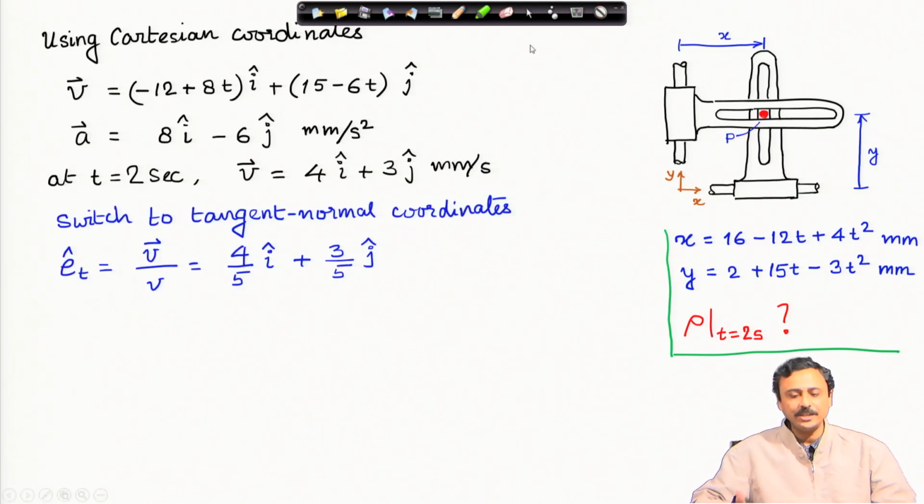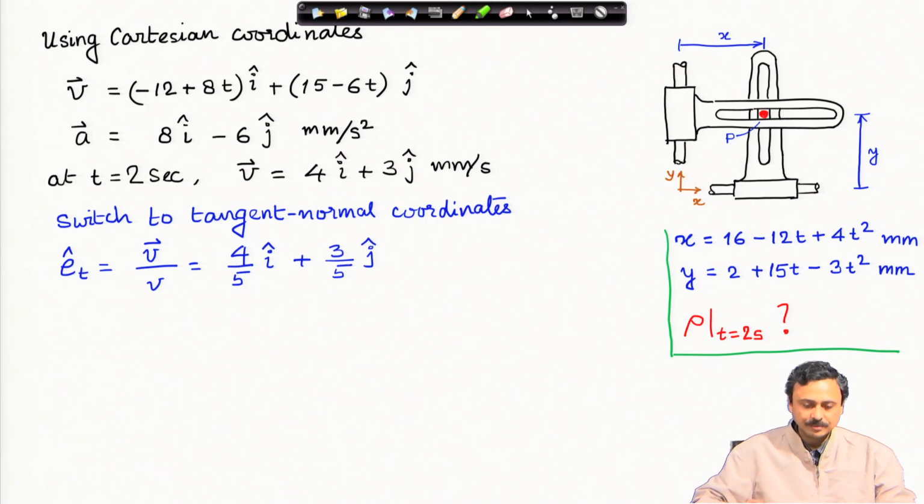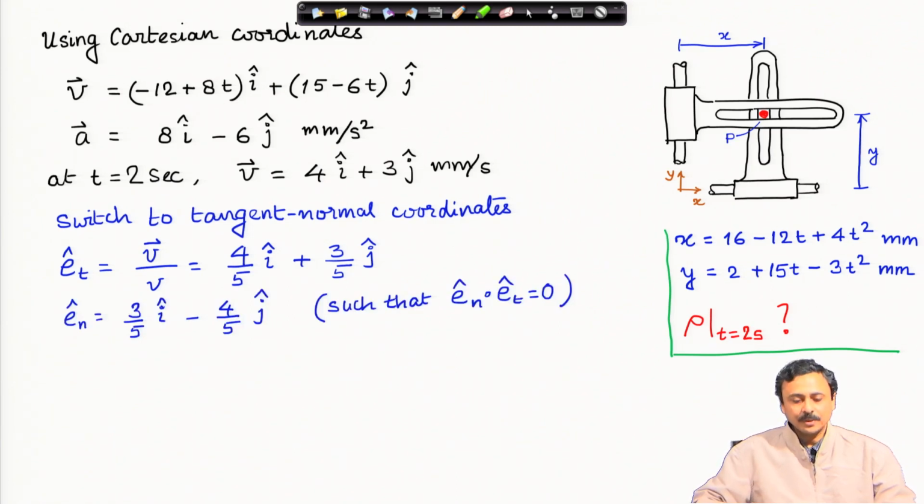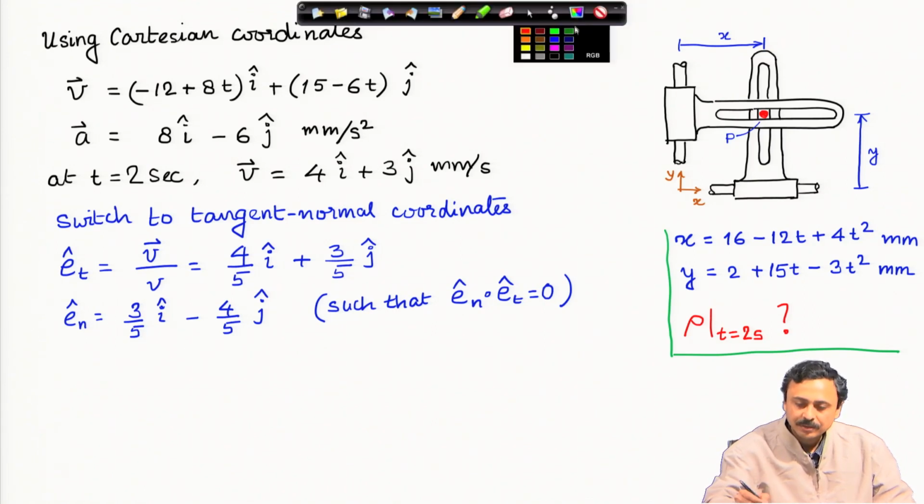So, we switch to the tangent normal coordinates. We define e t as the velocity vector divided by the speed, and that gives us this unit vector 4 by 5 i cap plus 3 by 5 j cap. Unit vectors do not have dimensions. Okay, so this is e t cap. Then I find e n cap as a vector which is normal to e t cap. Now, I really do not know in which direction the center of curvature of the path lies.